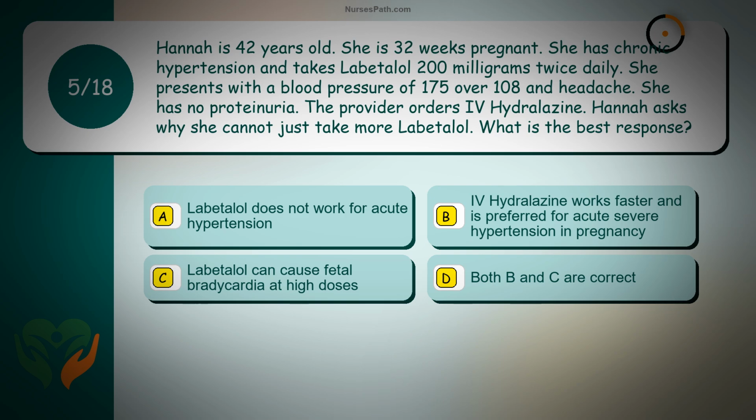She presents with a blood pressure of 175/108 and headache. She has no proteinuria. The provider orders IV hydralazine. Hannah asks why she cannot just take more labetalol. What is the best response?